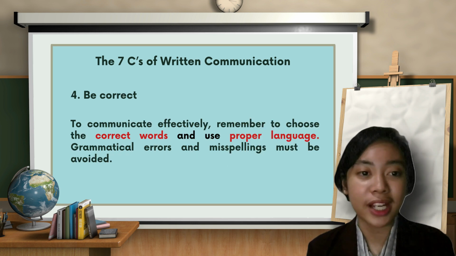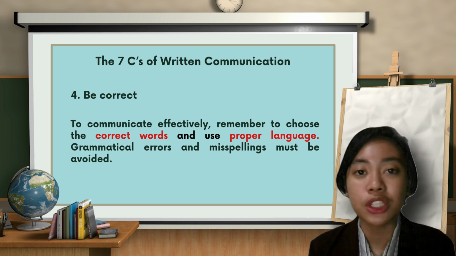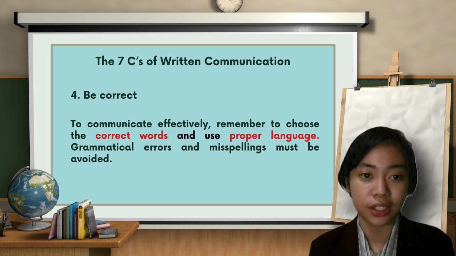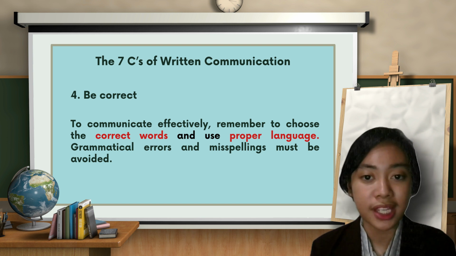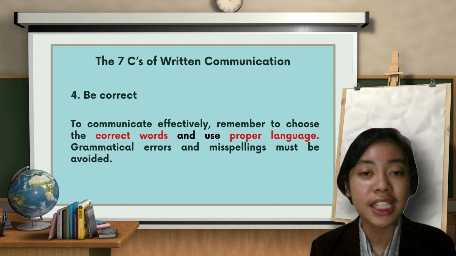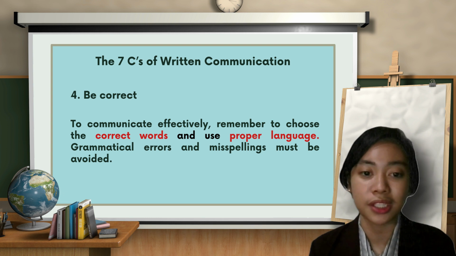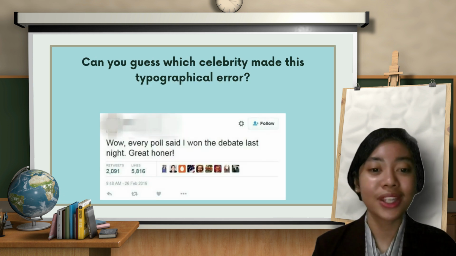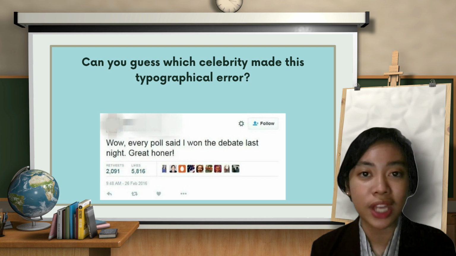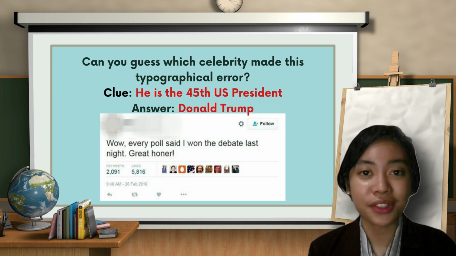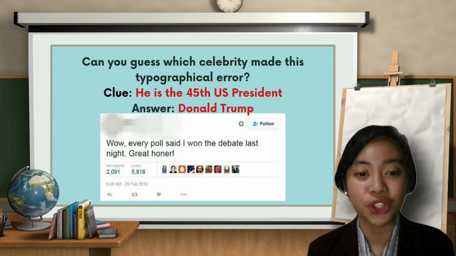Fourth, be correct. Choosing the correct words and using proper language is ideal in having effective communication. It increases trustworthiness and the receiver will feel that he or she is taken seriously. Also, grammatical errors and misspellings must be avoided. Now, can you guess which celebrity made this typographical error? Clue: he is the 45th US president. So the answer is former President Donald Trump.